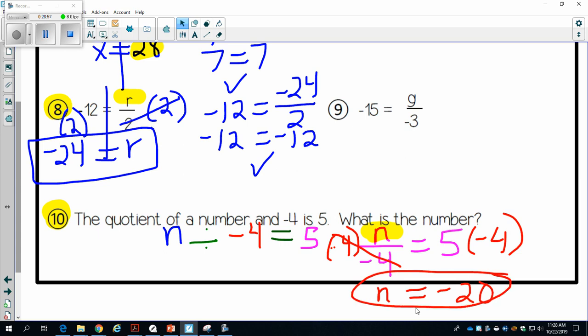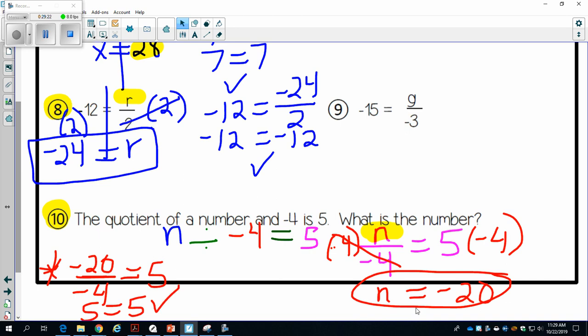I'm going to do my check over here because I've run out of room. So my answer of negative 20, I'm going to plug it in. Negative 20 divided by negative 4, I'm going to see if that's 5. Negative 20 divided by negative 4 is 5. 5 is equal to 5. So it checks.